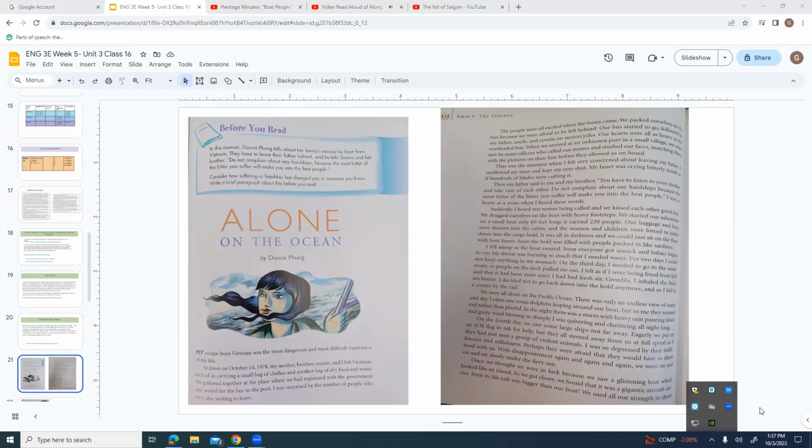We were all alone in the Pacific Ocean. There was only an endless view of water and sky. I often saw some dolphins leaping around our boat, but to me they seemed evil rather than playful. In the night there was a storm with heavy rain pouring down, and gusty wind blowing so sharply I was quivering and chattering all night long. On the fourth day we saw some large ships not far away. Eagerly we put up an SOS flag to ask for help, but they all steered away from us at full speed, as if they had just seen a group of violent animals.